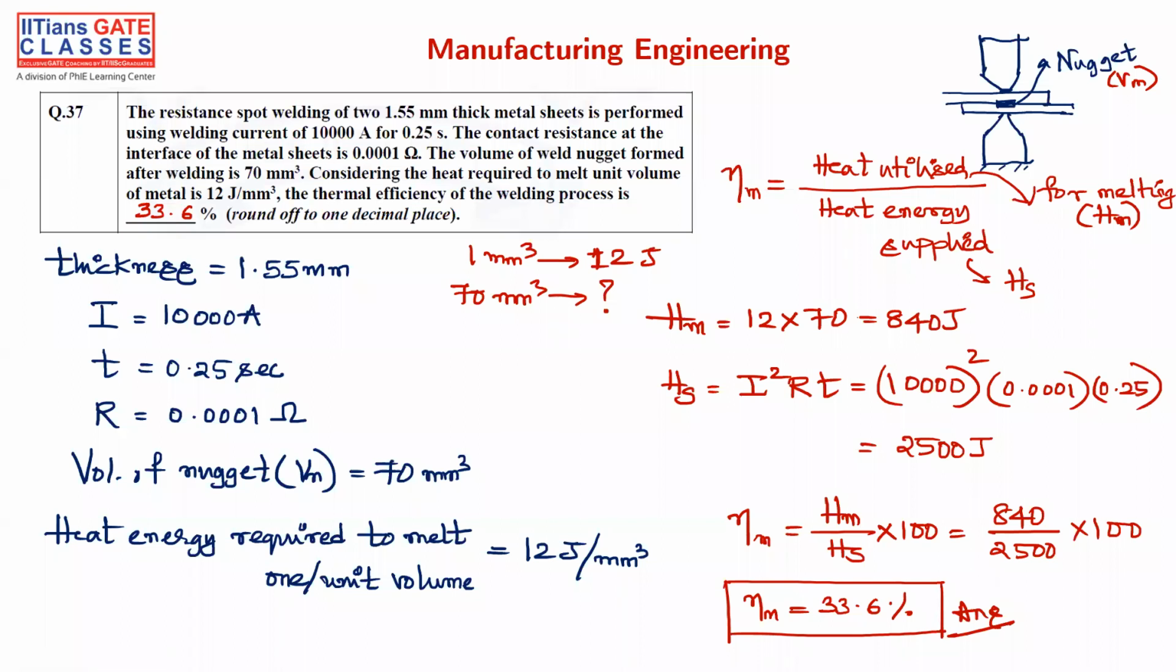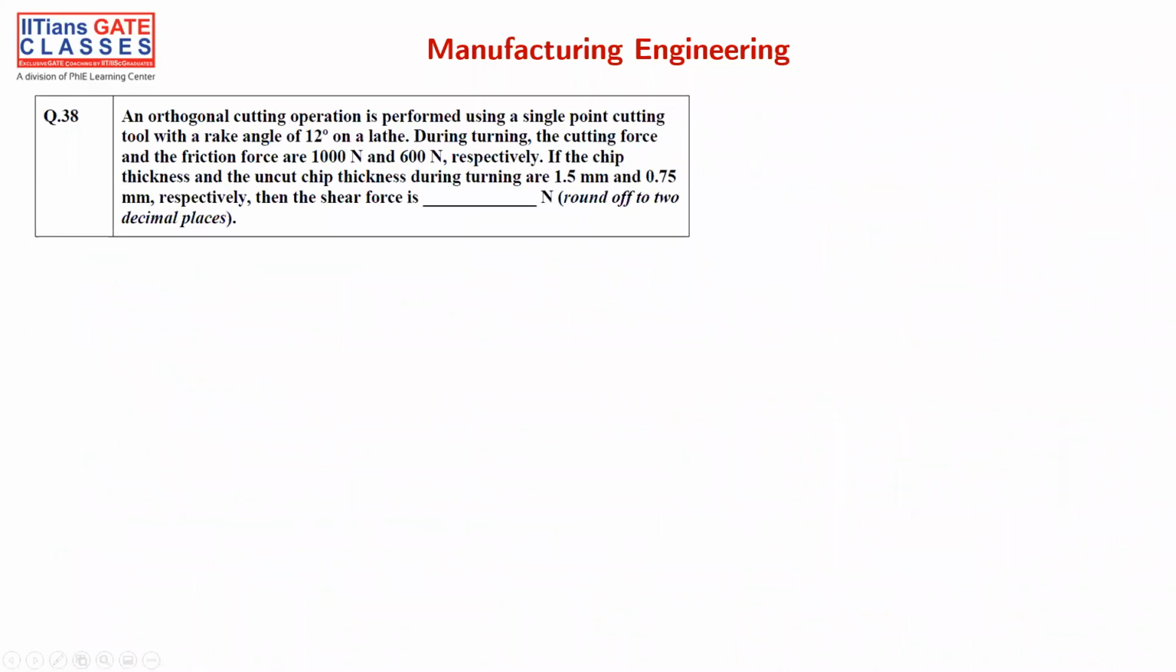Fine, let's go to the next question. In this question, he has asked from the machining part: an orthogonal cutting operation is performed using a single point cutting tool with a rake angle of 12 degrees on a lathe. Let's write what is given. The orthogonal cutting operation is performed using a single point cutting tool, and the rake angle alpha is given as 12 degrees.